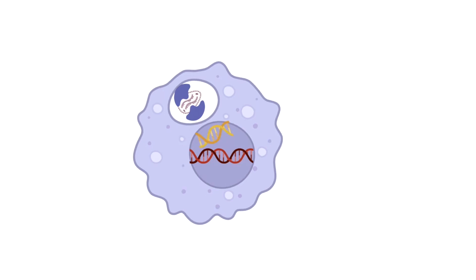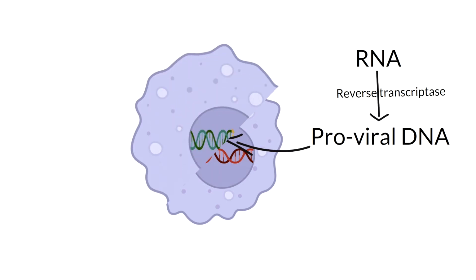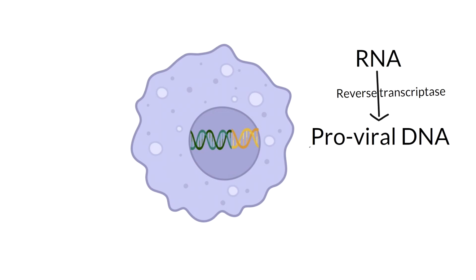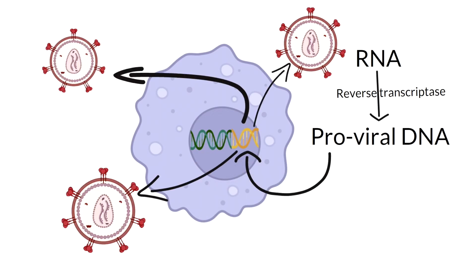Now that HIV's genetic material is inside of the immune cells, transcription and translation of the hijacked DNA will result in the production of more HIV viruses that can live and infect other immune cells.